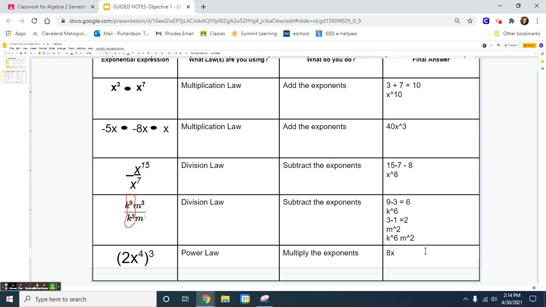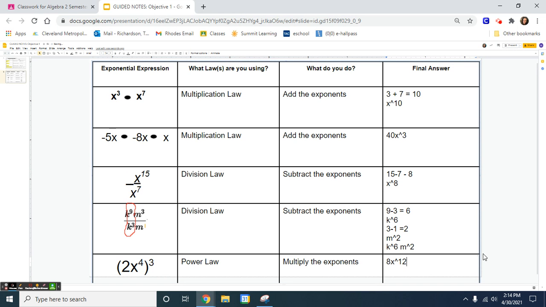All right? We still have an x. And now we're going to do our power law for our exponents, which says to multiply. 4 times 3 is 12. Okay, so there's your laws in action. But again, always refer back to what you do, and good luck on the quiz.